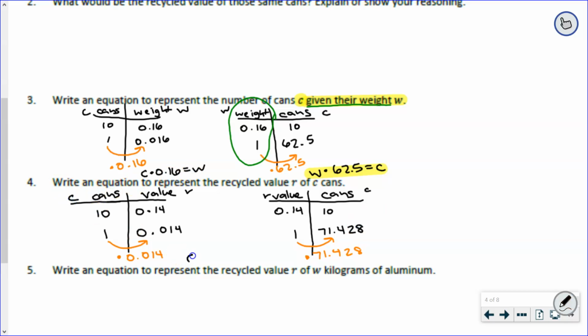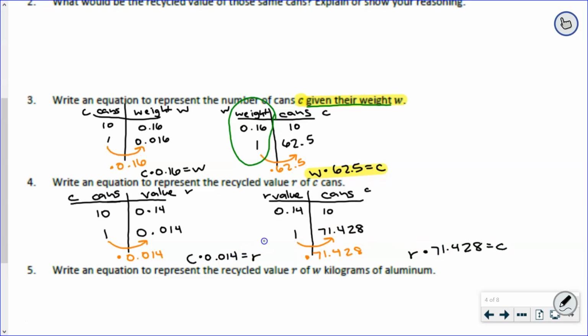This equation says we're going to take C, we're going to multiply it by 0.014, and that's going to give me the recycled value. Here, we're going to take our recycled value, we're going to multiply it by 71.428, and that will tell me the number of cans that I recycled.